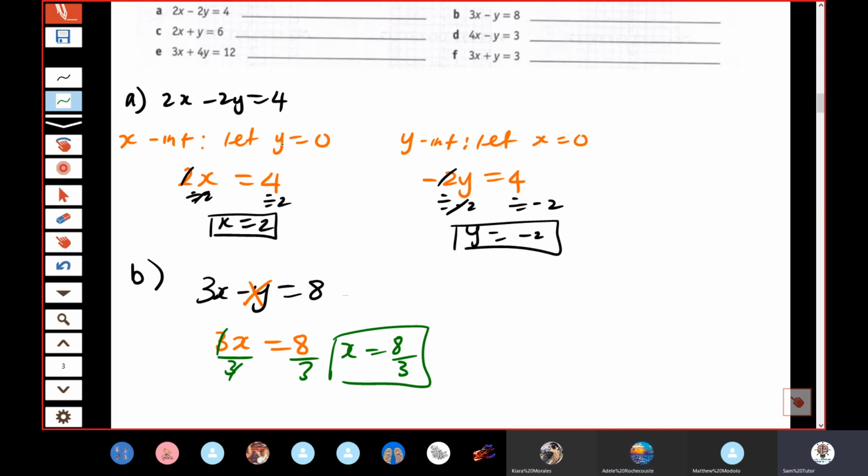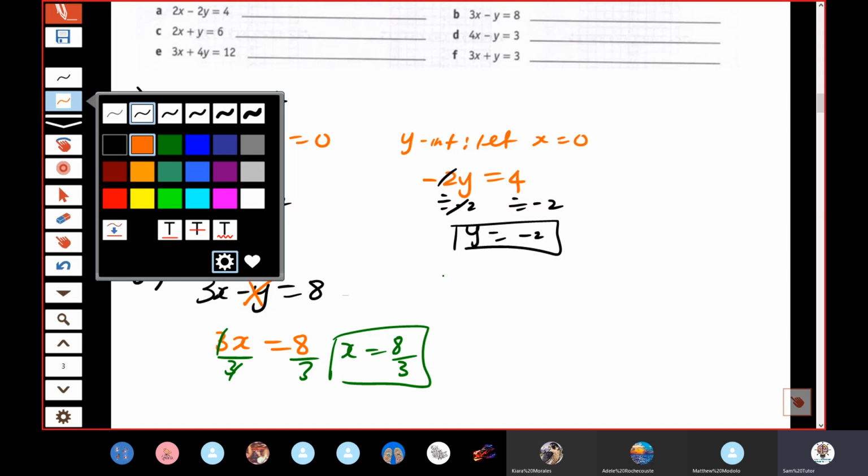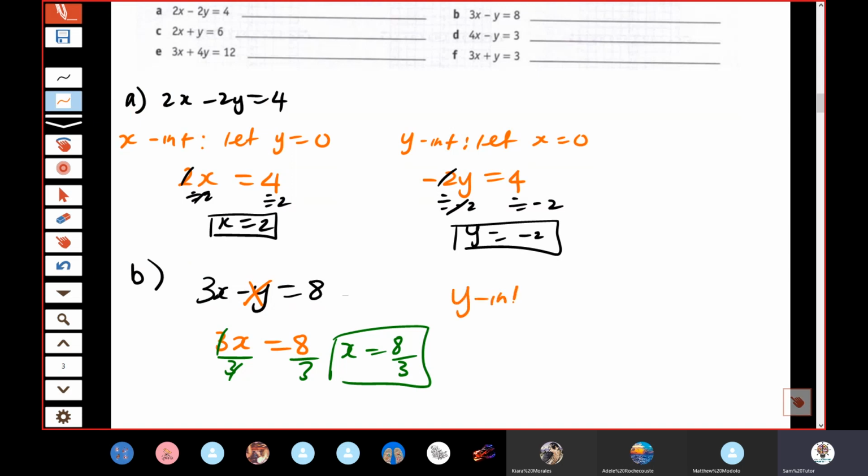Okay, and let's try to do the y value. If I'm trying to find the y-intercept, you let x equal 0. Again, in this equation, you let x equal 0. So what are you left with? Negative y equals 8. This time y needs to become, just by looking at it, negative 8. Do you understand that?